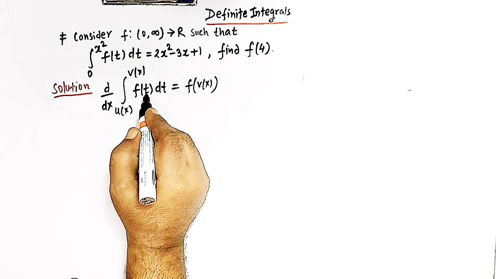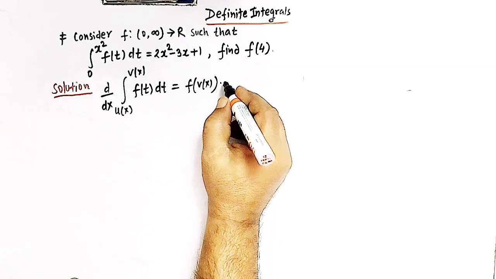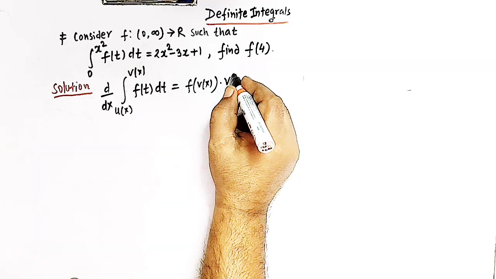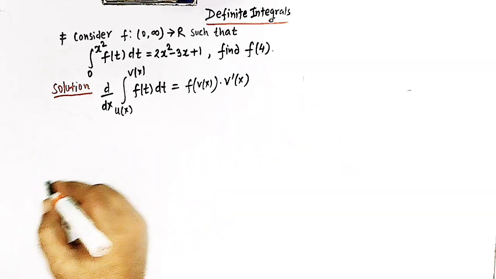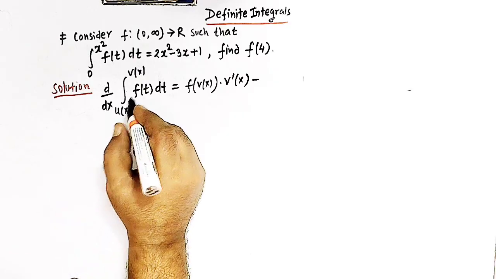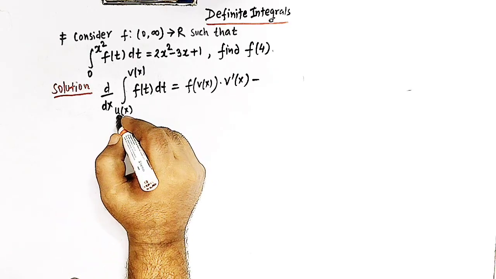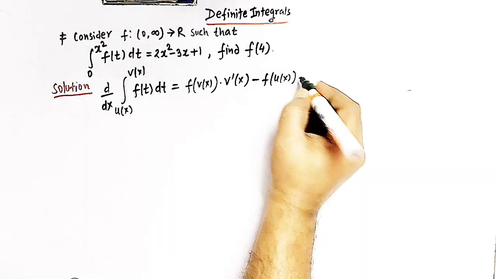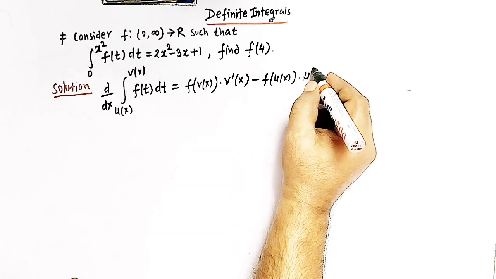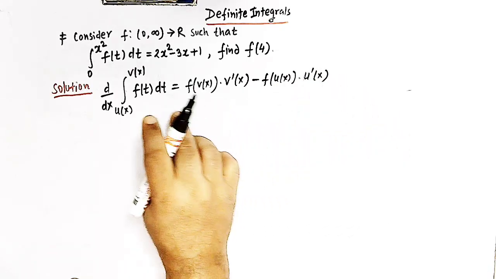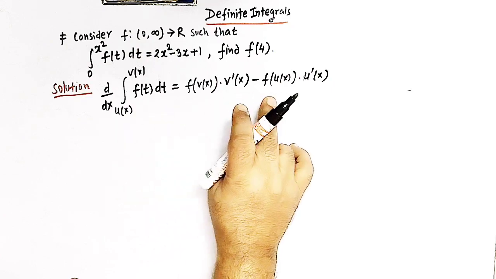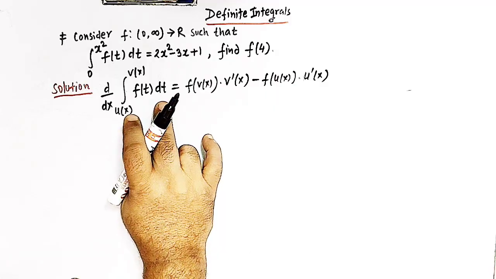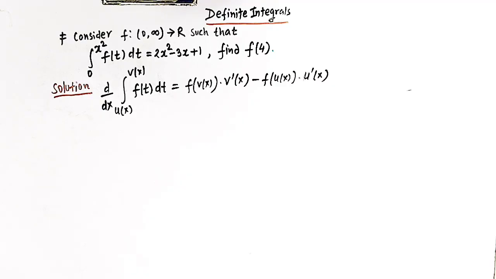First we'll replace this t by v of x, and then we differentiate this function, that is v of x with respect to x, right? And then here we have a negative sign, and then we replace this t by u of x, so we have f of u of x, and then we differentiate u of x with respect to x. So this is the Leibniz integral rule, and here we are going to use this rule to solve this problem.